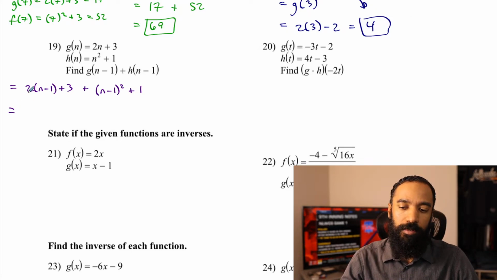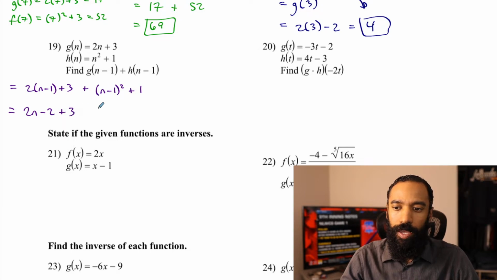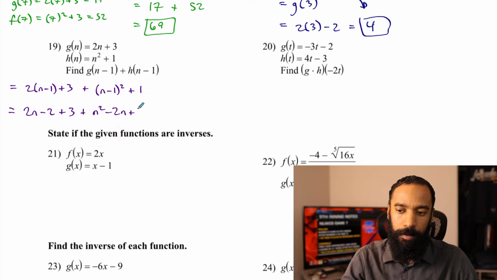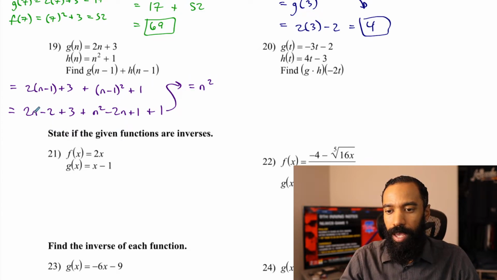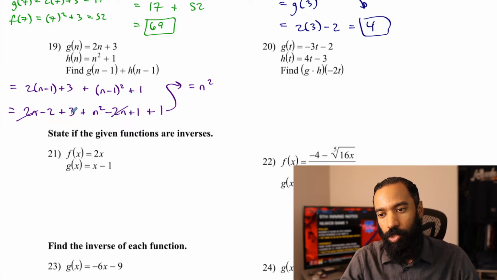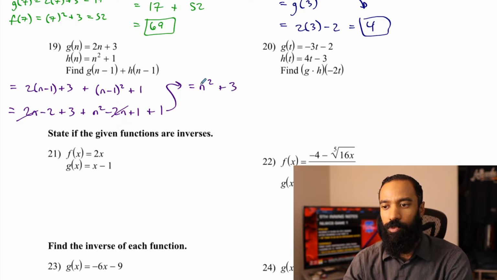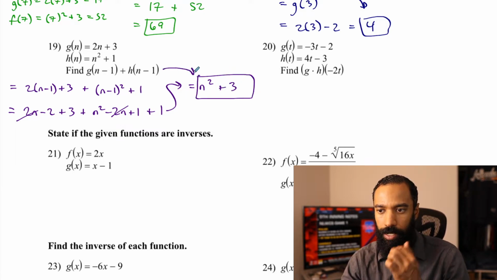All right, let's distribute some things out. This is 2n minus 2, and then plus 3. We've got to do n minus 1 squared. That's a perfect square trinomial that looks like this. And then there's a plus 1 right there. Now we're just left to combining like terms, and I'll do standard form. N squared looks to be the first guy. I got 2n minus 2n, which is 0. And negative 2 plus 3 is 1. Plus 1 is 2, plus 1 is 3. I'm left with n squared plus 3 in the end. That's what this guy becomes.